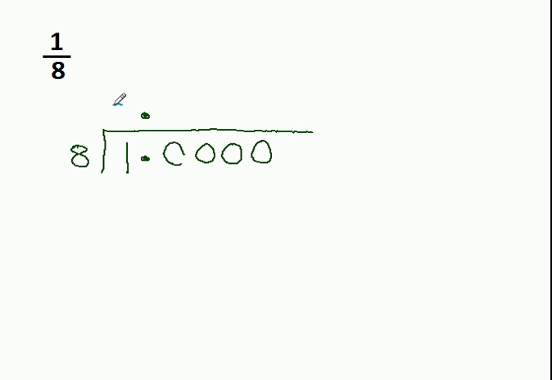How many 8s are in 1? None. I've got 1 left over, so I take that over to the next digit, and now I've got a 10. How many 8s are in 10? 1. Remainder of 2. Now I've got a 20 here. How many 8s are in 20? 2. 2 8s are 16, so I've got a remainder of 4. Now I've got a 40 here. How many 8s are in 40? The answer is 5. And I've got no remainder, so there's nothing to carry on to the next 0. That means that I'm done. So I've got 0.125.